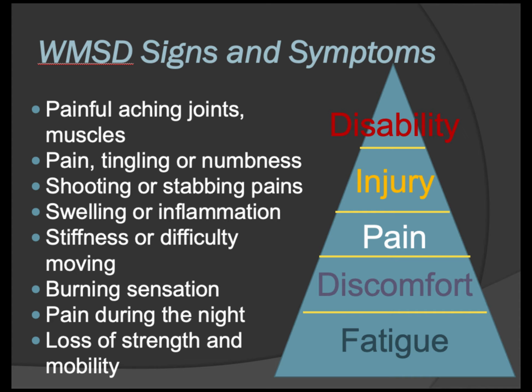So we talked a lot about work-related musculoskeletal disorders, and so here are some signs and symptoms of musculoskeletal disorders. Pain, shooting pain, stabbing pain, inflammation, difficulty moving, loss of grip strength, pain that wakes you up in the middle of the night. These are all signs or symptoms of the development of a work-related musculoskeletal disorder.